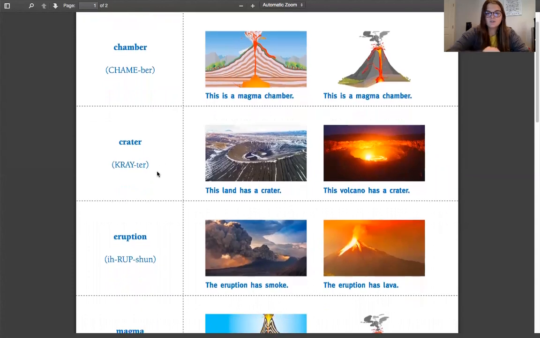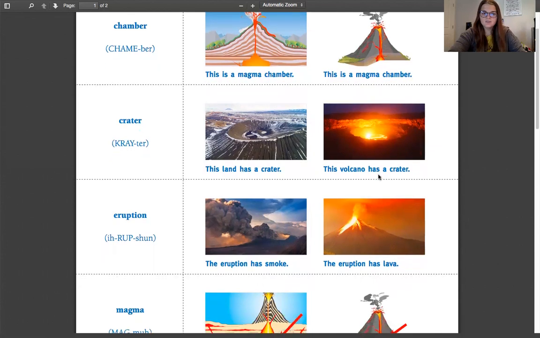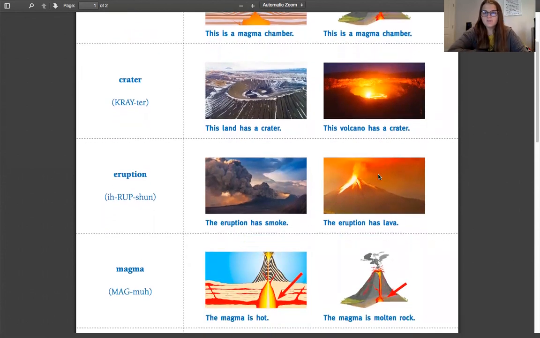Our next word is crater. Two examples of it are, this land has a crater. This volcano has a crater. By looking at these pictures and listening to those sentences, what do you think the definition could be? It looks to me like there's a large hole, a large pit. So a definition of crater would be a large hole or pit in a surface. Good. If you've already read volcanoes this week, you'll see how these can help you.